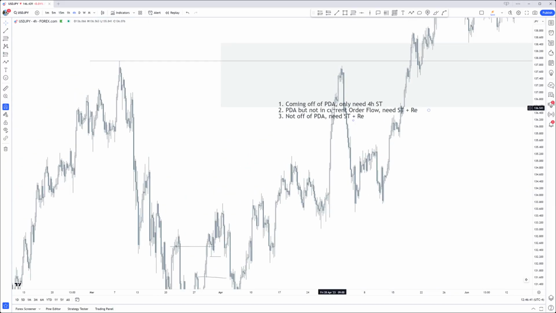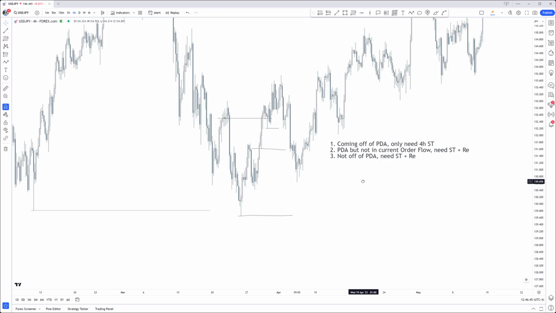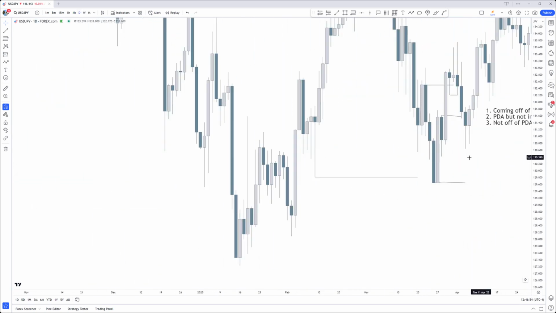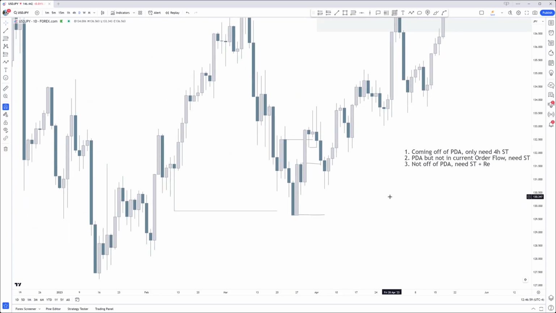Then if we take a look at the list again, the second one is we have a PD array, but not in current order flow. We need an ST plus a RE. Whenever I refer to a RE, what I'm referring to is we are just having a new order flow leg higher. What is an order flow leg?